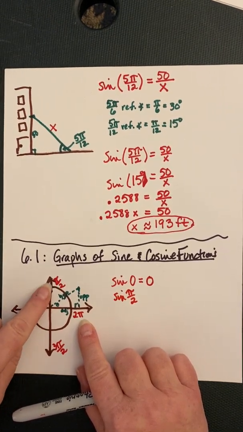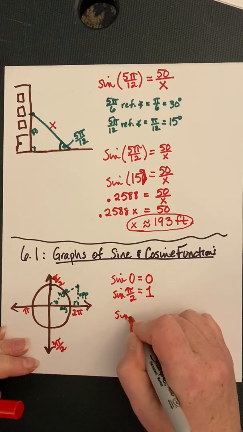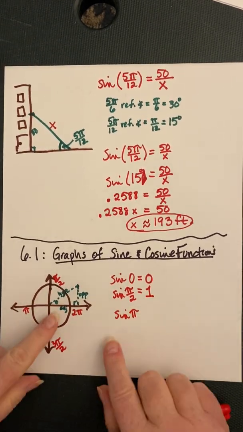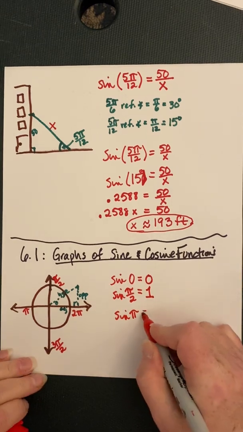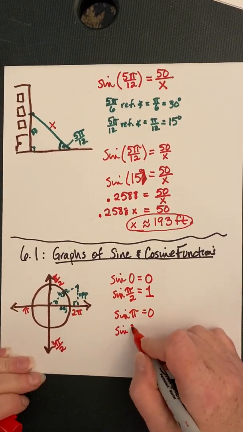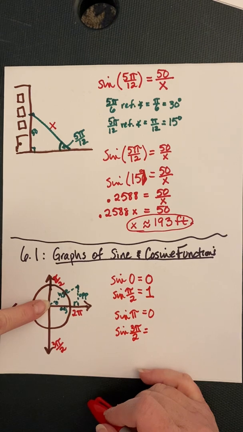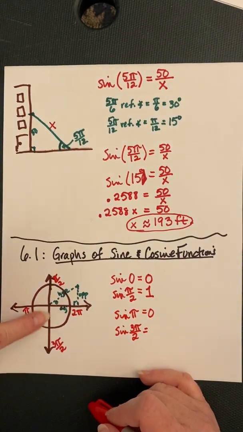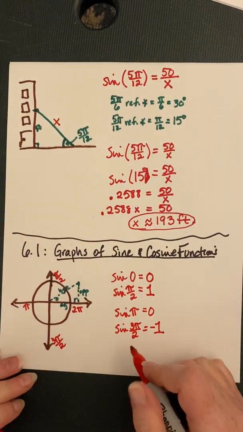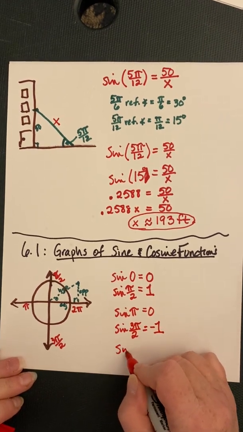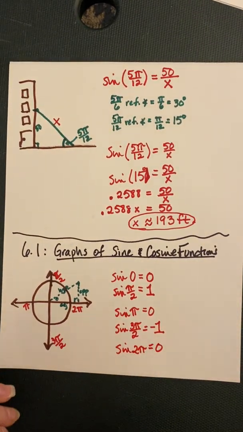What's the y value here? 1, because that's the radius. So this is 1. Okay, I'm going to keep going. Sine of pi. So now I'm over here, right? Okay, I'm over here. So again, my y value is 0. I'm not moving in the y direction. And sine of 3 pi over 2. So that's down here. So this is sine of 3 pi over 2. My y value is -1. And last one, sine of 2 pi. I come back up here, and again, my sine value is 0.